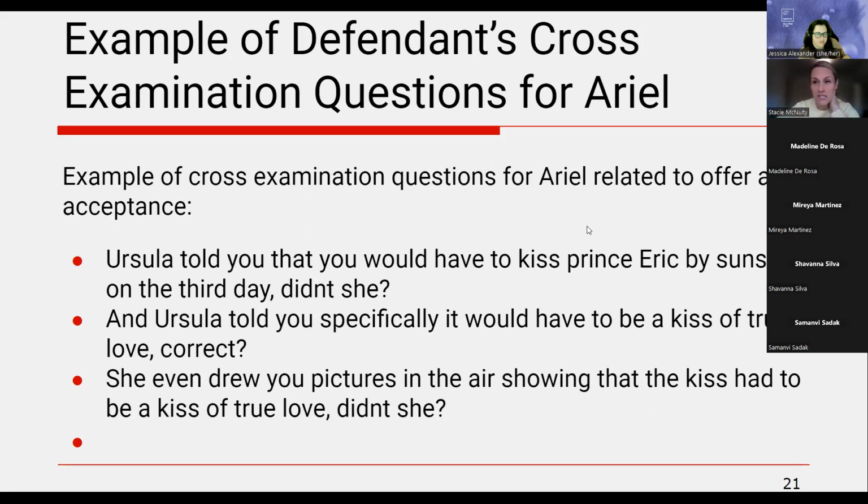Okay. So these are related to the offer and acceptance. Ursula told you that you'd have to kiss Prince Eric by sunset on the third day, didn't she? Ursula told you specifically it'd have to be a kiss of true love, didn't she? And Ursula even drew you pictures in the air showing the kiss had to be a kiss of true love, didn't she? If Ariel wanted to say, well, I don't remember, that would be great. I would love to introduce pictures of the little heart that was in the air, show that to the jury, to say, let me refresh your memory. So each of these has a didn't she, correct, and they have enough facts. They limit the facts to what I want to talk about.